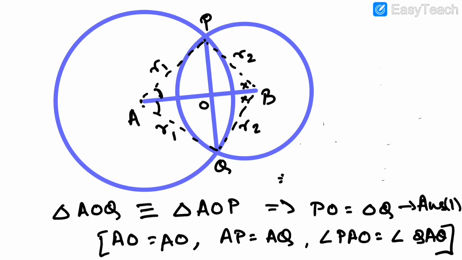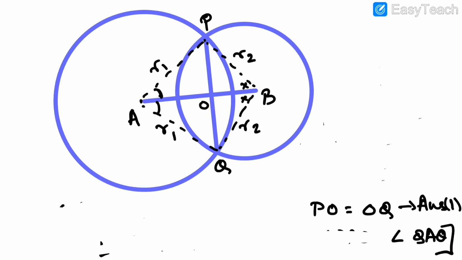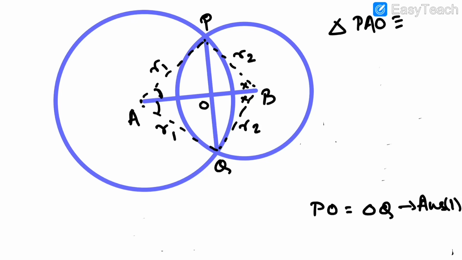Once we know what we know, I'll keep the final thing only. We have already proven this point, that PO equals OQ. So we already know that. So from now we have already proven that the triangle PAO is congruent to triangle QAO. That's how we got the first answer, that is this one.